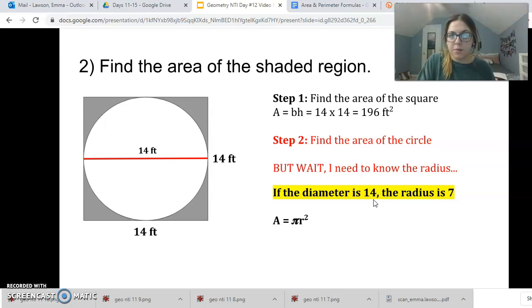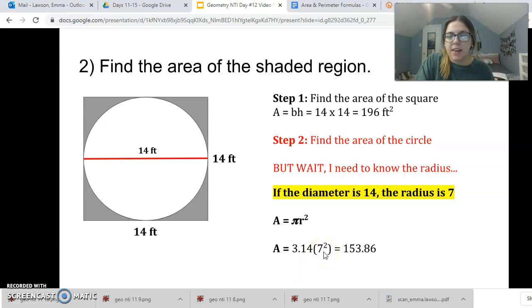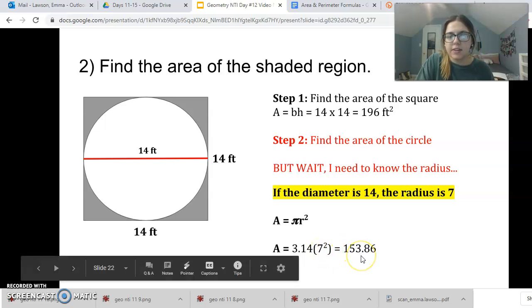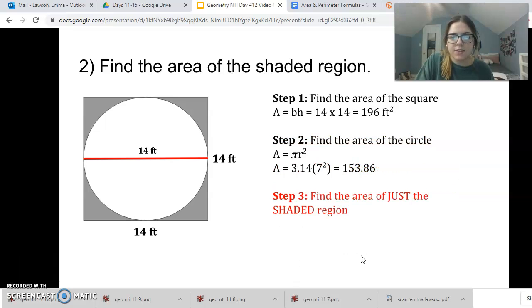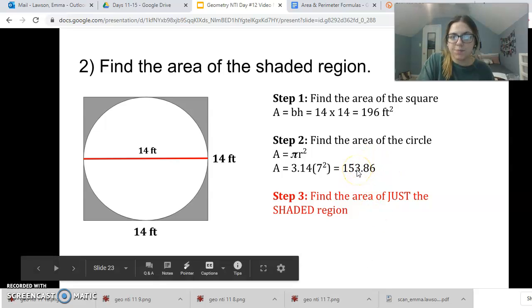The area formula for a circle is pi r squared. Don't forget to go back and look at your formula sheet if you need help. And I'm going to substitute in my values to that formula. So pi is the same thing as 3.14 times 7 squared, which is the radius squared. And the area of my circle is 153.86 feet squared. Okay, so that was the area of the circle.